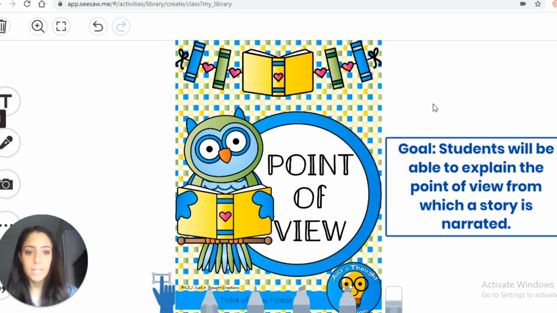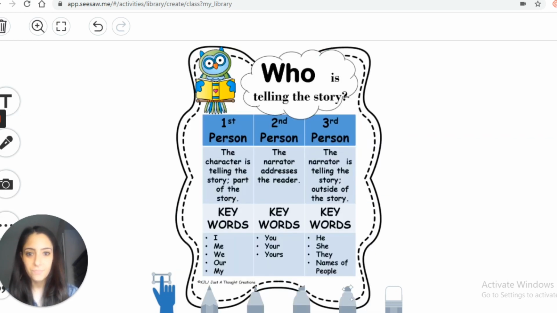So today, looking over here, our goal is that you will be able to explain the point of view. So you're going to be able to say if it's first person or third person from which a story is narrated. So that's our goal for today. All right, so we're going to use this chart to look at some notes and really think about how are we going to be able to tell what the point of view is, right?